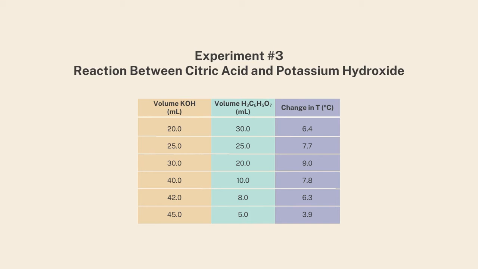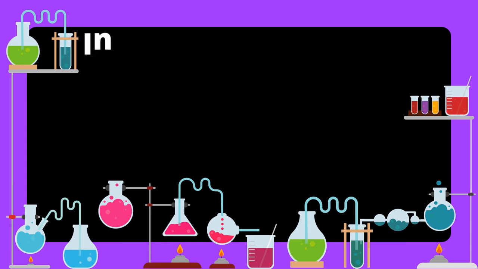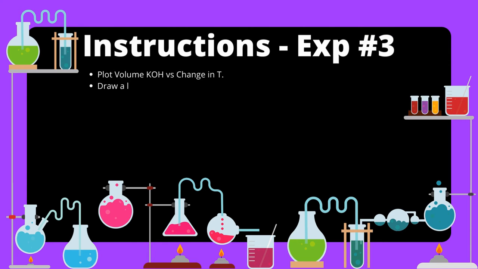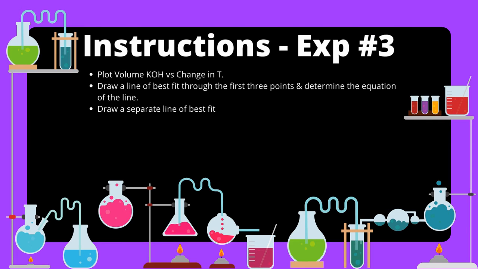For experiment 3, we've changed to using potassium hydroxide. Again, you can pause the video here and copy down this table. Plot the volume of the base versus change in temperature however you would like. Draw a line of best fit to the first 3 points and the last 3 points, and this time determine an equation for that line.